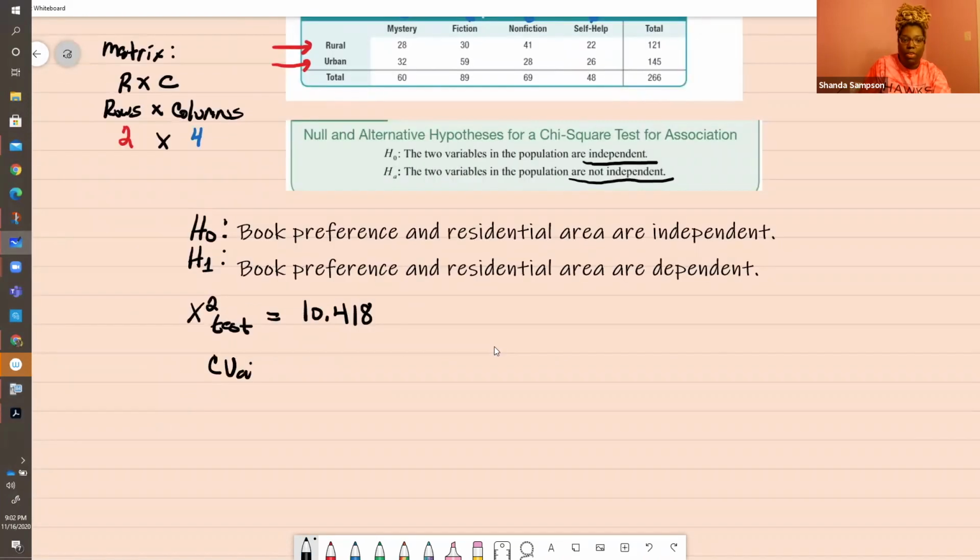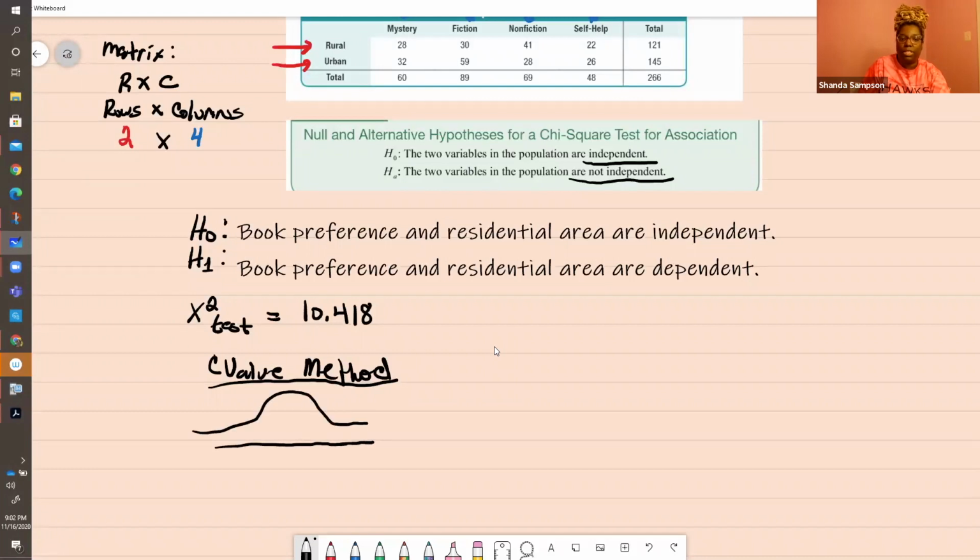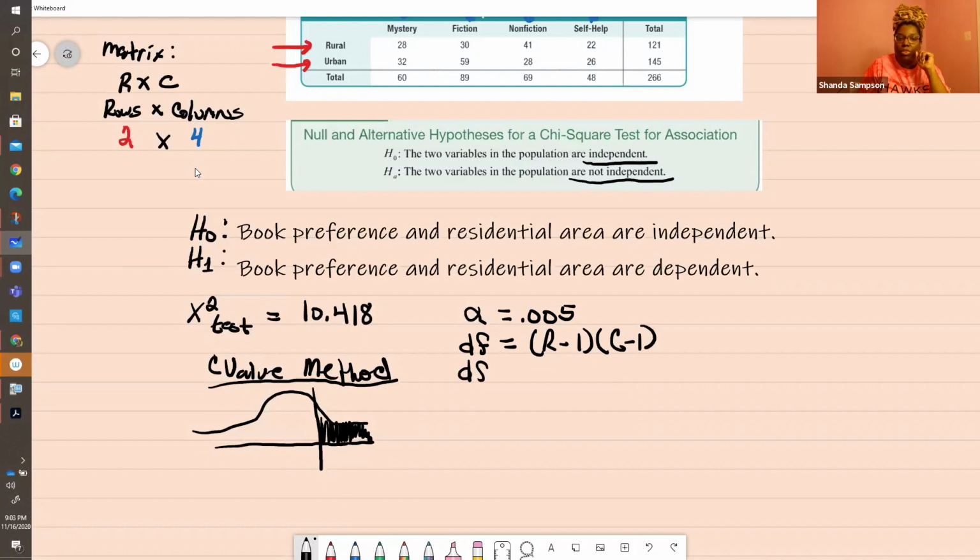We're going to do the critical value method. If you saw the other videos, it compares your critical value to your test statistic. So we're going to draw the picture. Always write tail for this. So we need to find our critical value. If we look back at the problem, our alpha was 0.005. And remember, we need our degrees of freedom to look this up. We had a formula for degrees of freedom: R minus 1 times C minus 1. In this case, our rows were 2 and our columns are 4. Our degrees of freedom is 3.